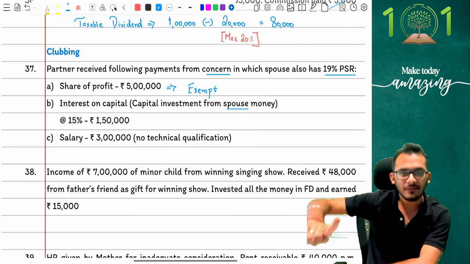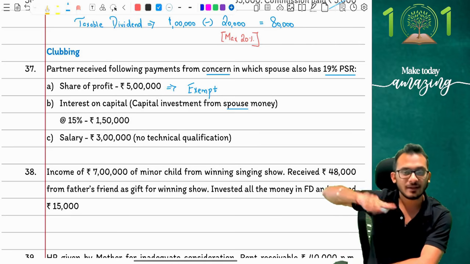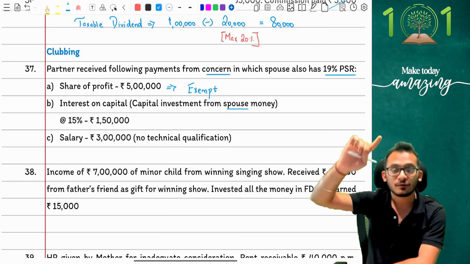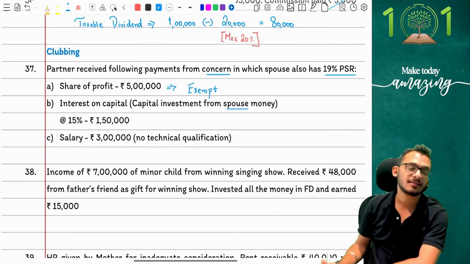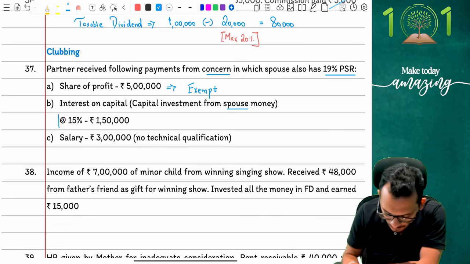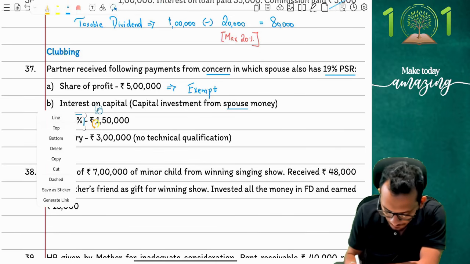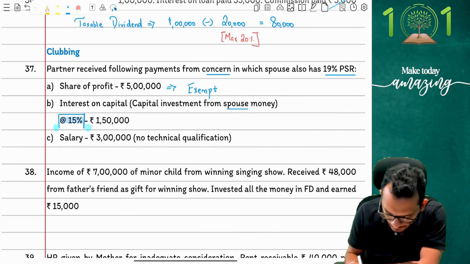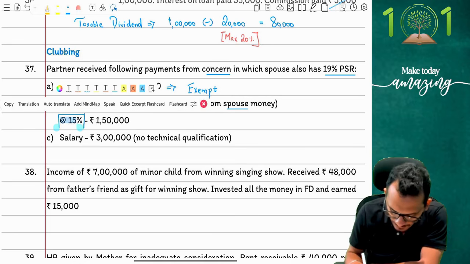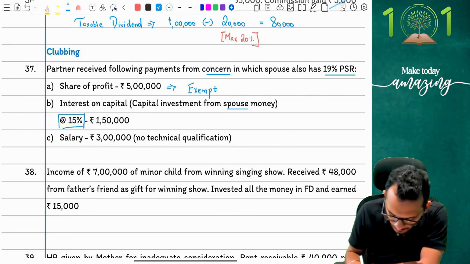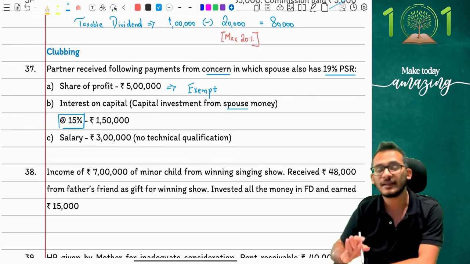And therefore, even though I received interest on capital, this will be taxable for the spouse. But here is the trick, which if you did not realize is going to cause you problems. Income tax says that when it comes to partners, a partner is not going to be taxable for any interest more than 12%, because a firm itself could have claimed only 12% worth of interest.